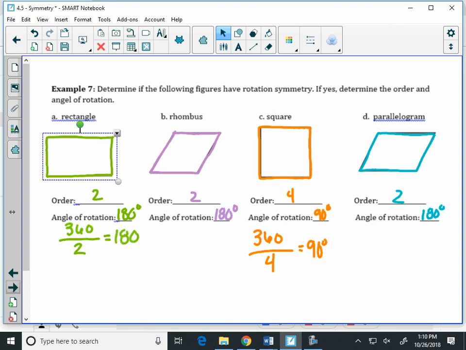Okay? With a square, I rotate it once, that's 90 degrees. Rotate it again, that's another 90, for a total of 180. Rotate it again, that's another 90, for a total of 270. Rotate it again, that's another 90-degree rotation, for a total of 360. So it's just what each rotation is to get it to map up onto itself.